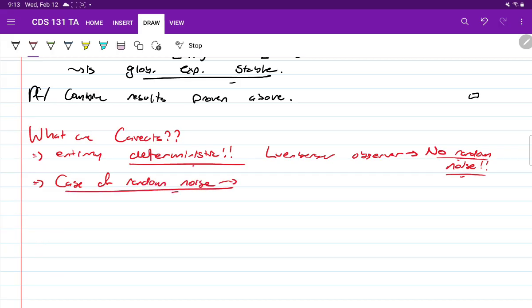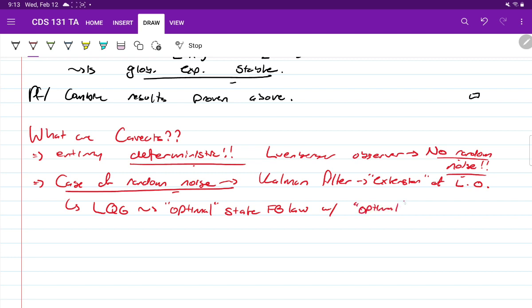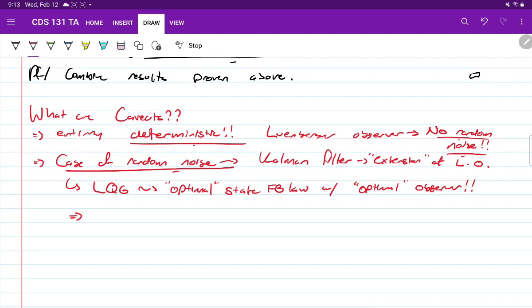If the noise is Gaussian, what you'll commonly find is that people use a Kalman filter. So this is an extension of the Luenberger observer. Okay? So what goes on if you go ahead and use this Kalman filter in conjunction with an optimal state feedback law? Well, this leads you to something called LQG. Okay? So this is an "optimal" state feedback law, and I'll put optimal in quotes because I haven't really discussed what I mean by this, with an optimal observer. And this might sound really good in principle. But the problem is it has very poor robustness properties.